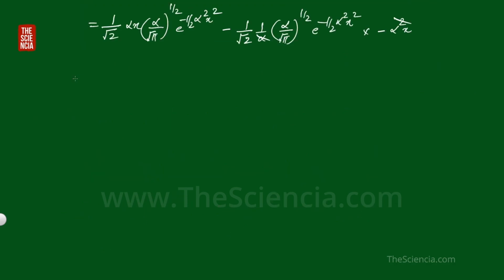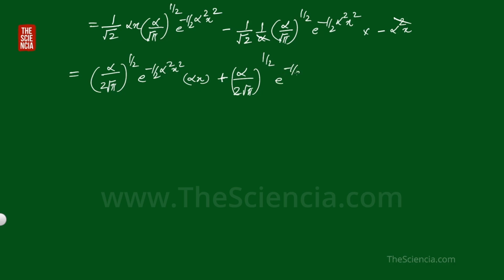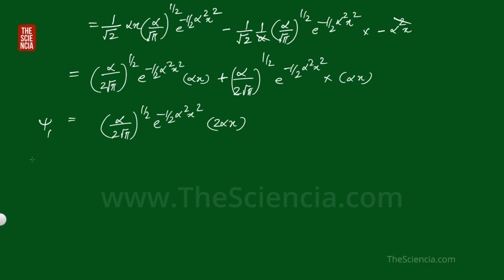Okay, so this can be rewritten as (alpha by 2 root pi)^(1/2) e raised to minus half alpha square x square into alpha x minus, here there is one more minus, so plus (alpha by 2 root pi)^(1/2) e raised to minus half alpha square x square into alpha x, that is (alpha by 2 root pi)^(1/2) e raised to minus half alpha square x square into 2 alpha x. So this is the first excited state.